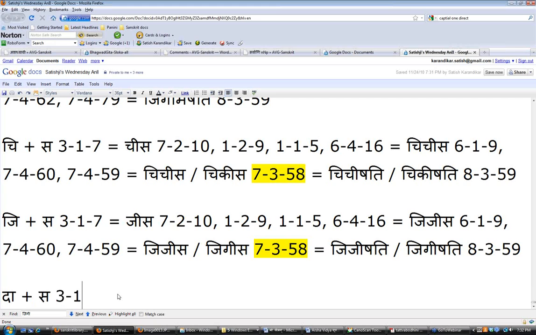Kartavyo atra yatnaha. Should make efforts here. This is a Kashika statement. You know, when Kashika says, Kartavyo atra yatnaha, it means that I don't know the answer to this. We have to put in some effort in this. I mean that further thinking has to be done on this topic. Not on this issue, but when Kashika says, that's what it means.